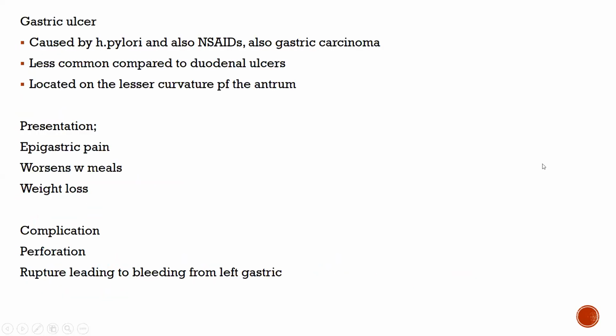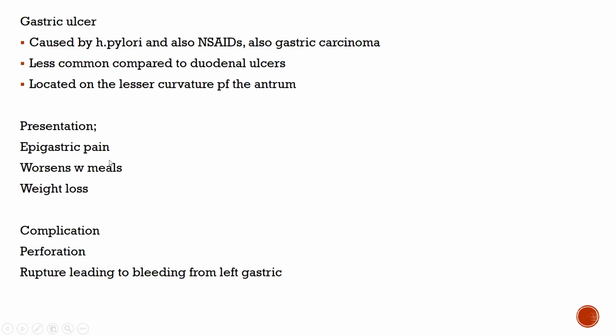Next, let's go to the gastric. So the gastric ulcer, this one is caused by H. pylori and also NSAIDs. Plus, you can find gastric carcinoma causing this, the intestinal type. So it's less common compared to the duodenal ulcers. And then this one is located in the lesser curvature of the antrum. The other one was located where? Anyone? The other one was in the duodenum, just straight from the name, duodenal ulcer. Presentation, epigastric pain, again.